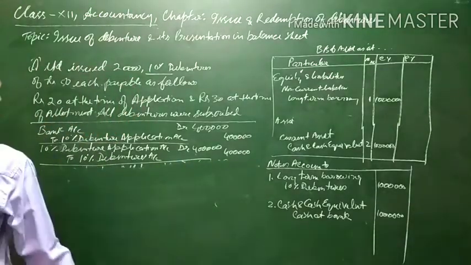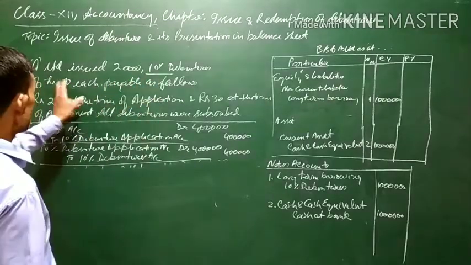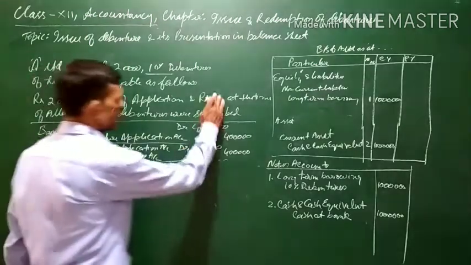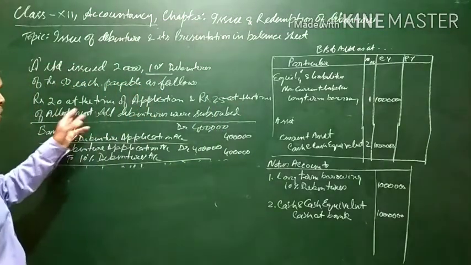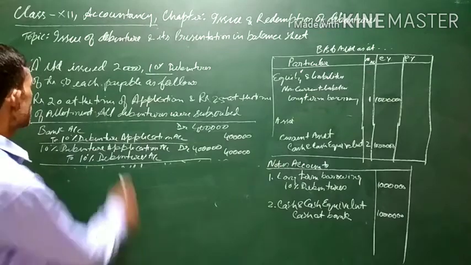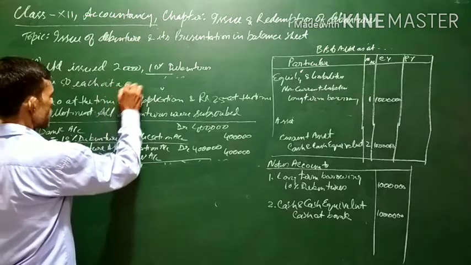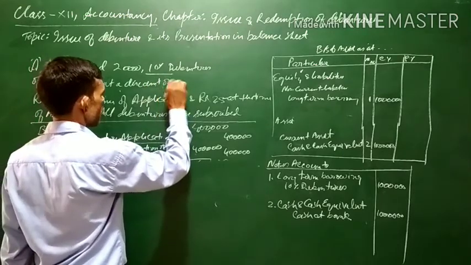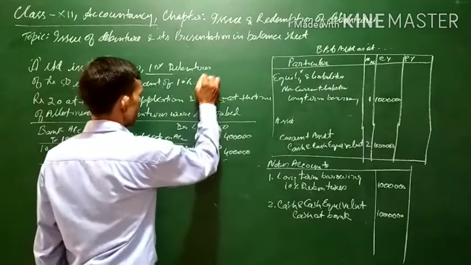First of all, let us modify the question. A Limited issued 20,000 10% debentures of rupees 50 each payable as follows: rupees 20 at the time of application and rupees 25 at the time of allotment. Here, at the time of allotment, all the debentures were subscribed of rupees 50 each. Here we can write at a discount of 10%, payable as follows.